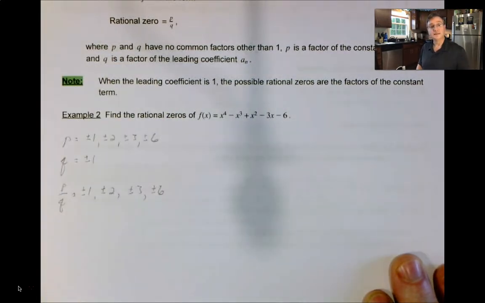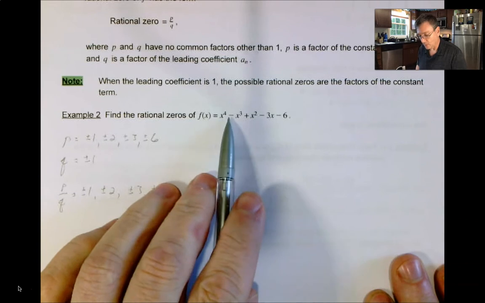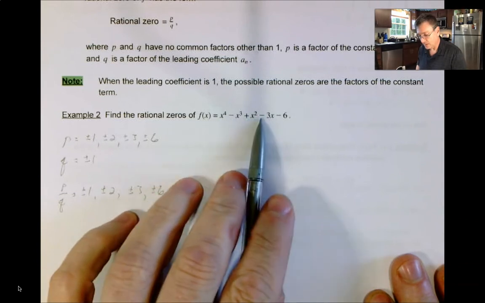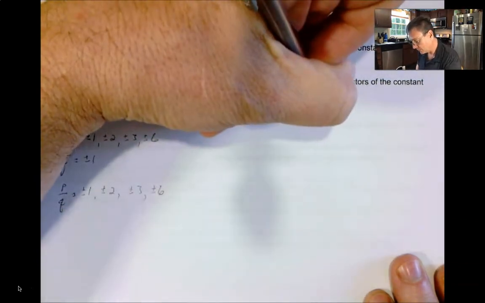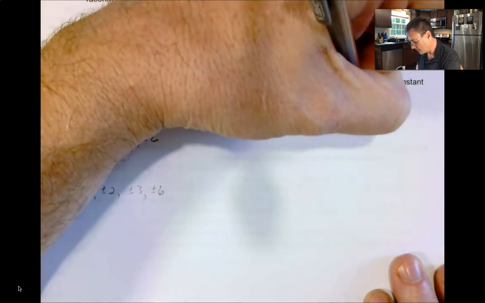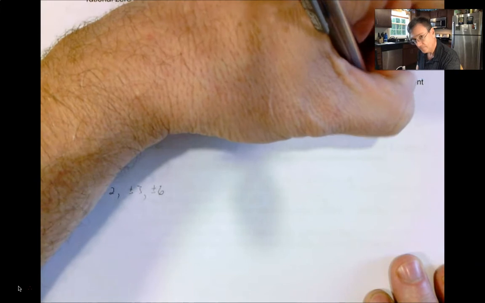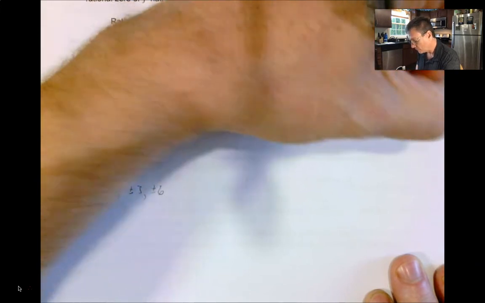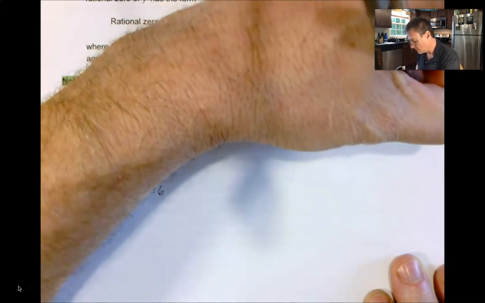Okay, let's see if we can narrow down this list. Possibly, might not be able to, but it's worth looking at Descartes' rule of signs to see if we can narrow down the list. All right, number of changes. 1, 2, 3. 3 changes, so 3 or 1 positive real zero.